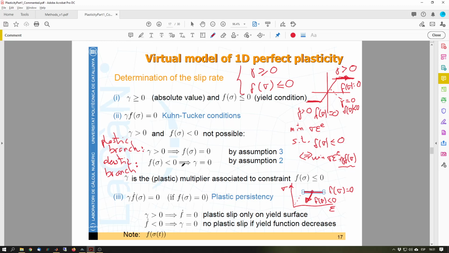So we have these constraints. And when can they be simultaneously different from zero? This is forbidden, and this is the Karush-Kuhn-Tucker condition. Or also, when we have variations of f, there's this persistency condition.